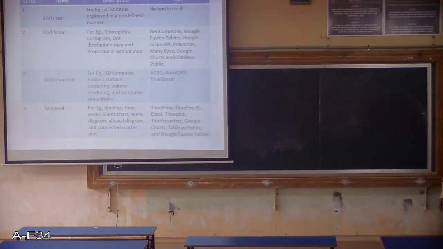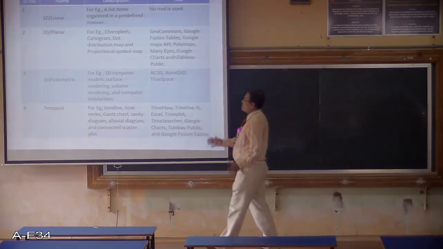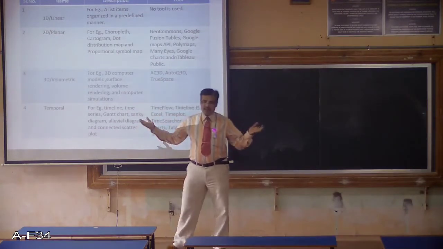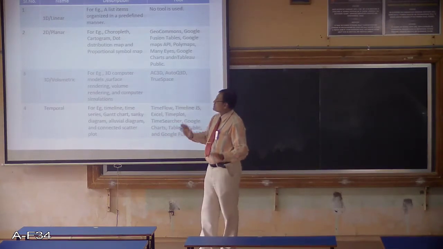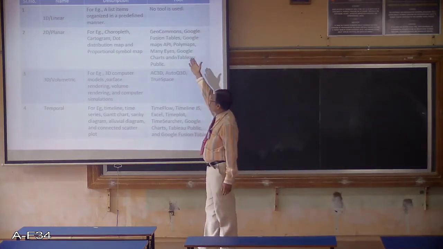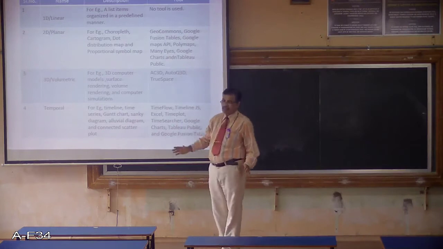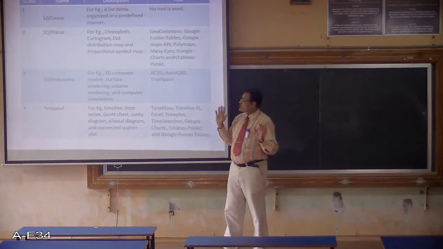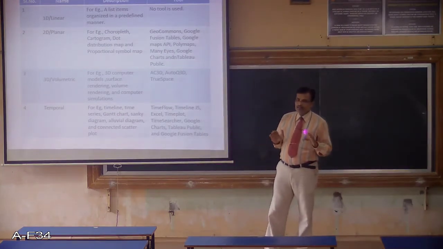This table clearly shows the data visualization types. The first one is one-dimensional or linear data visualization. In this, data is presented in the form of lists. Hence, we cannot term it a visualization in the real sense. It is rather a data organization technique. Therefore, no tool is required to visualize data in a linear manner. It is simply a one-dimensional array, a list of items or elements, organized in some predefined format. This is very simple.